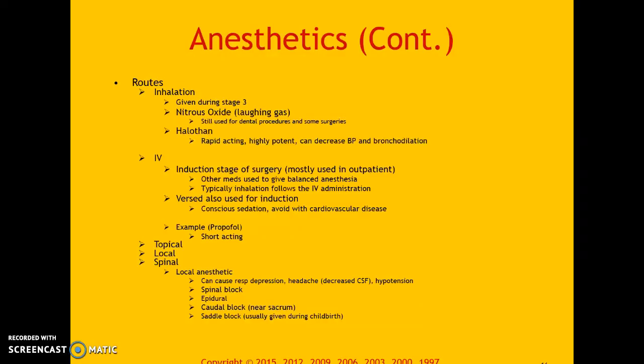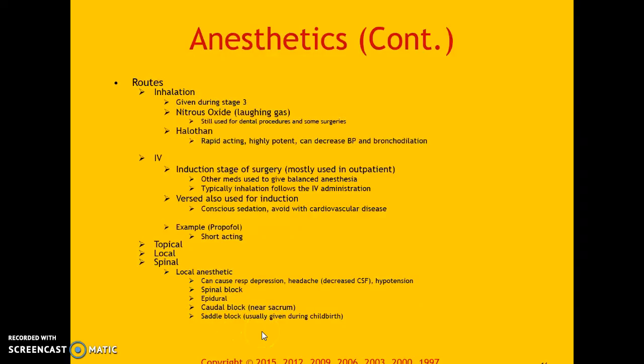You can see the different routes we can do is inhalation, IV. We have topical and local. So topical is going to be some kind of a cream that would numb, and then the local, like we just said in the last slide, is going to be something to block just at one specific little spot. We also have spinal anesthesia. And then you'll notice that down here you've got kind of a list of the different ones that are in there. We have the spinal block, the epidural, the caudal block, and the saddle block.